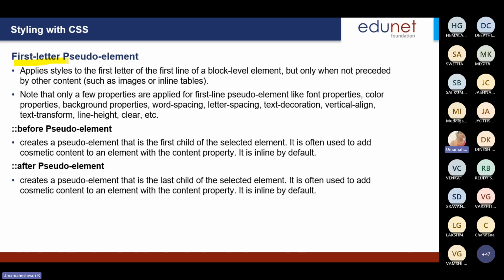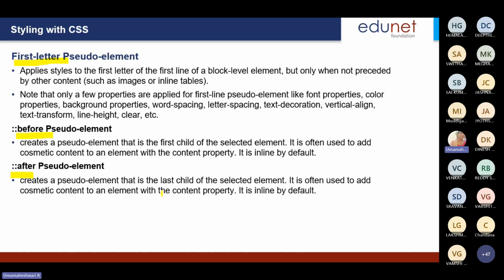In newspapers you can see the characters will be in a different form, as either the colors will be changed or the font size will be changed. That we can do using pseudo elements: first letter, and we can give it as before and after. For example, if I need to add something before my content, I can go with before.